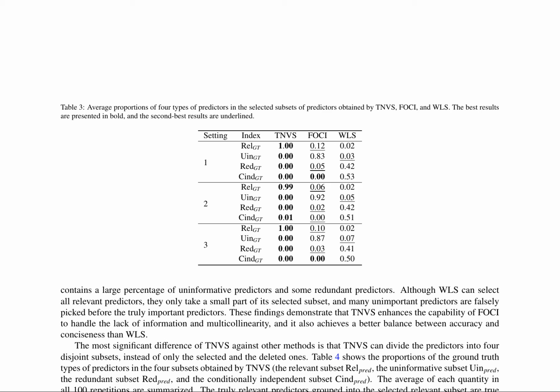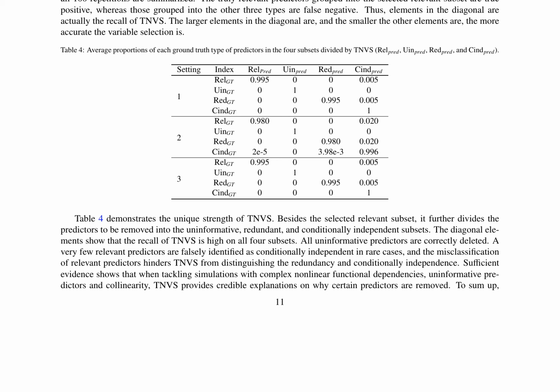Table 4 summarizes the proportions of ground truth types of predictors in the 4 subsets obtained by TNVS, including the relevant subset, uninformative subset, redundant subset, and conditionally independent subset. The average of each quantity in all 100 repetitions is provided. The truly relevant predictors grouped into the selected relevant subset are true positives, whereas those grouped into the other 3 types are false negatives. The diagonal elements of Table 4 represent the recall of TNVS, demonstrating its unique strength in not only selecting relevant predictors but also dividing predictors to be removed into 3 distinct subsets.